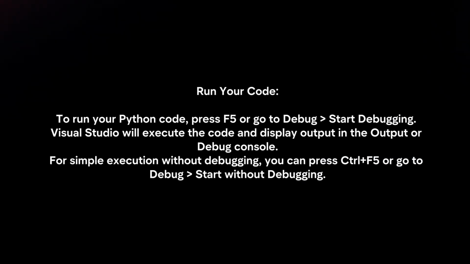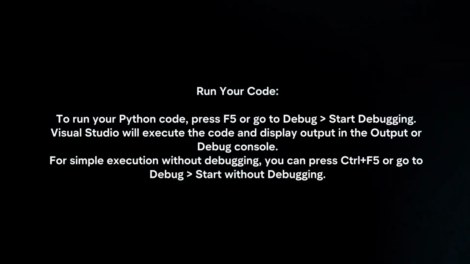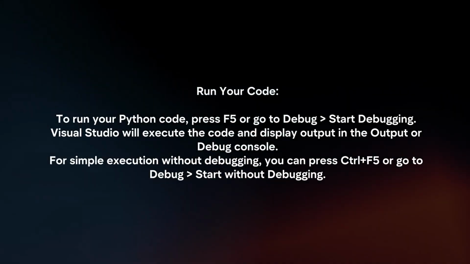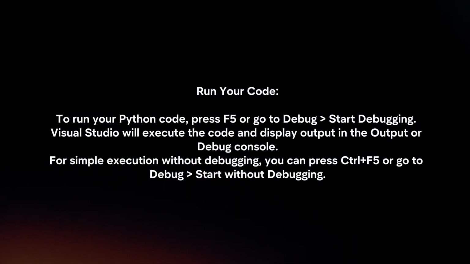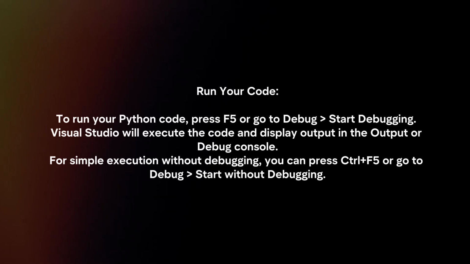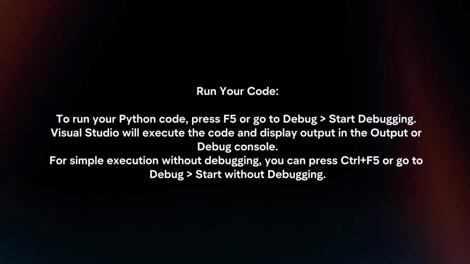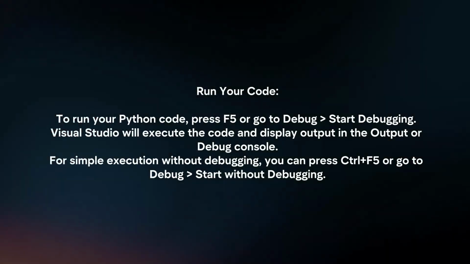Run your code. To run your Python code, press F5 or go to Debug, Start Debugging. Visual Studio will execute the code and display output in the Output or Debug console. For simple execution without debugging, you can press Ctrl plus F5 or go to Debug, Start Without Debugging.